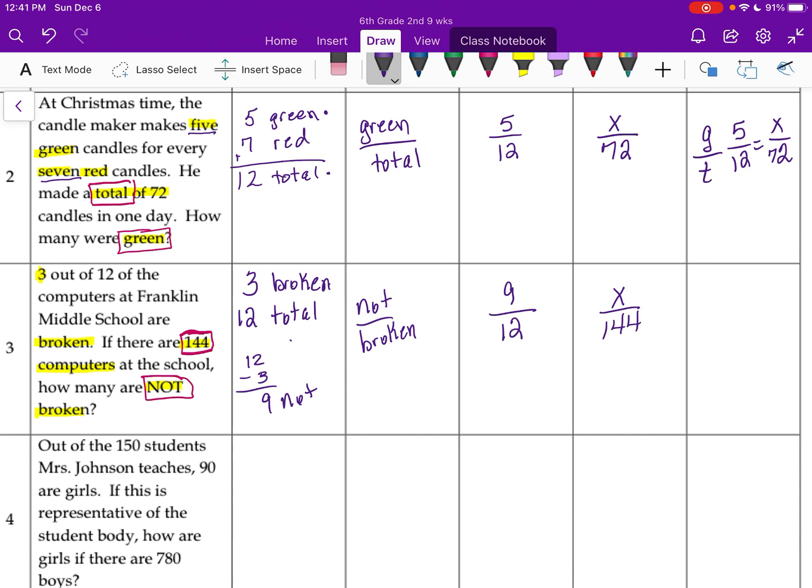So our proportion would be not... Miss Johnson messed this up. That should not be broken. That should be what? Total. So not to total. So it's 9 to 12 equals x to 144. Sorry about that. Hopefully you use pencil. You can erase that.